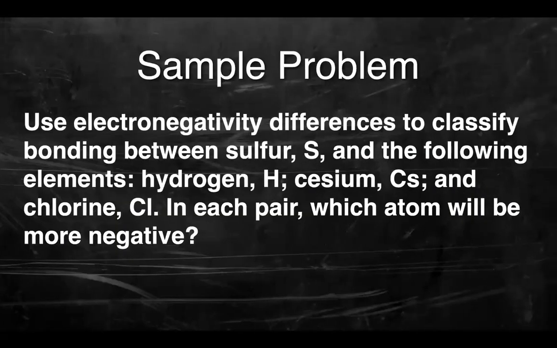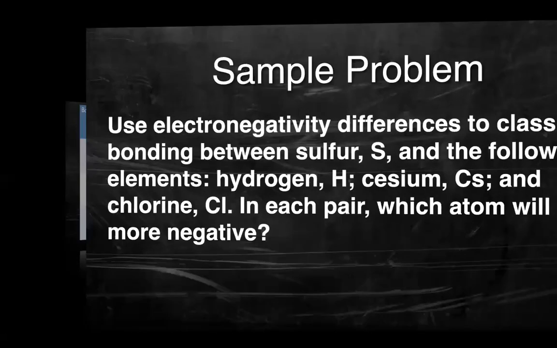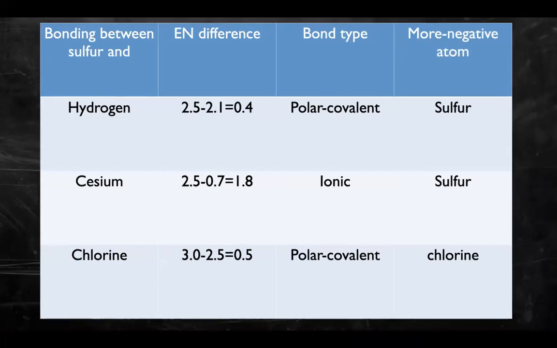Excuse me. All right, so let's look at an example. Using electronegativity differences to classify bonding between sulfur and the following elements: hydrogen, cesium, chlorine. In each pair, which atom will be more negative? So we've got sulfur, which has, I don't have the listing, but it's probably in your book anyway. Sulfur is 2.5. Hydrogen is 2.1. That's on electronegativity, an EN. It's an EN difference of 0.4.